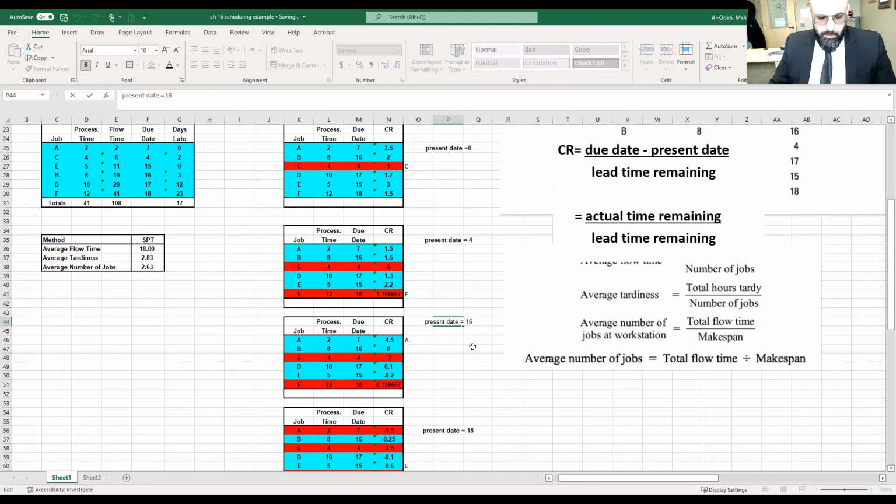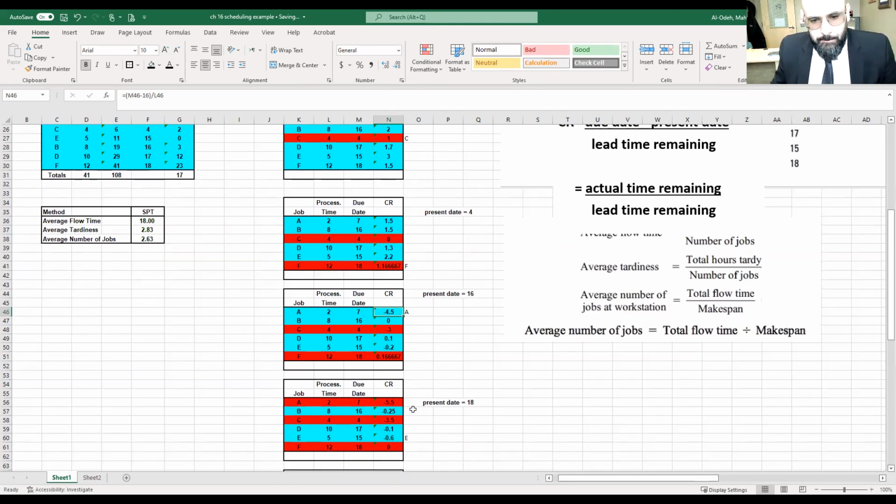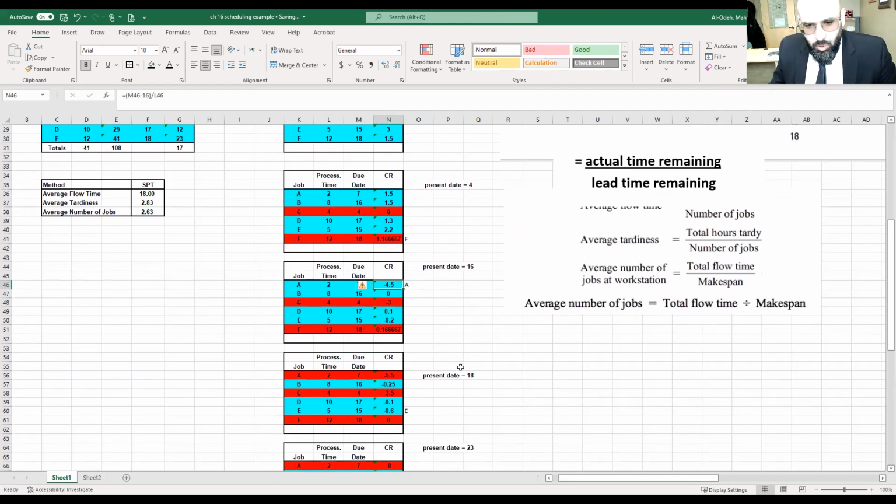This is where we are bringing the 16 from. And once we calculate the CR, the critical ratio for all of these, we found A should be next. So the sequence should be C, F, and A. And then moving into the next task, the present date would be 16 plus how long it will take us to process A, which is 2. So 16 plus 2 would be equal to 18.